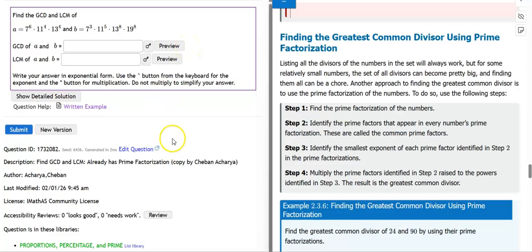Hello, Shivan here. In this video, I'll show you how to find a greatest common divisor and least common multiple of two numbers where the numbers are already factored as a prime factorization.